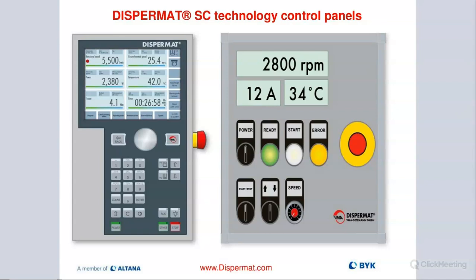We also have, just for production alone, a more sturdy, more rigid control panel, which gives us limited capabilities in terms of what we see on the screen: just the RPM, the energy in terms of amps, and then a temperature readout.